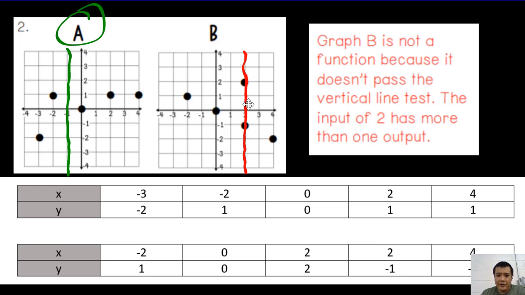Okay? That's why the vertical line test works, because the vertical line test shows us that for any x value, it should only give us 1 output, as opposed to in this one, it gives us 2 outputs because it goes through 2 points in the relation.